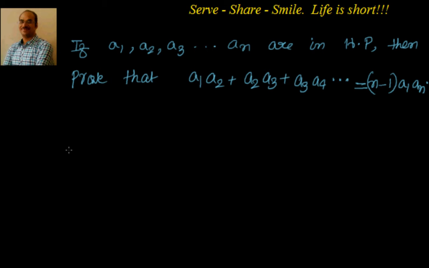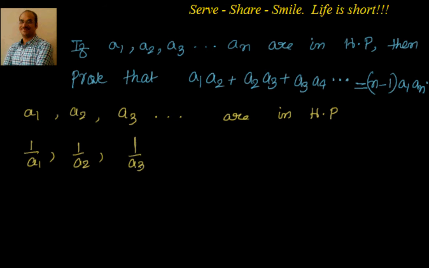So first, we have been given that A1, A2, A3, up to AN are in harmonic progression. So that will be our starting point. We'll write down first that A1, A2, A3, all these terms are in HP. We know that if these are in HP, then 1 by A1, 1 by A2, 1 by A3 are in AP, arithmetic progression.